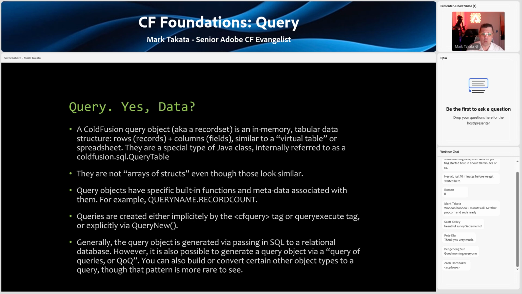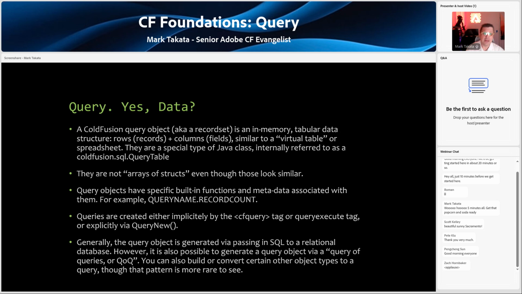So, in fact, while the shape of a query is very much like an array of structs, they look really similar. They are, in fact, a special type of Java class that was designed for ColdFusion, internally referred to as a SQL.query table. And if you dive deeper, it's a combination of like the Java vector class. There's all these other things that go into making it. Long story short, while it might look like an array of structs, it's actually not. And that's a good thing. That's actually a really good thing because it allows you to do a lot more things than you could do with an array of structs.